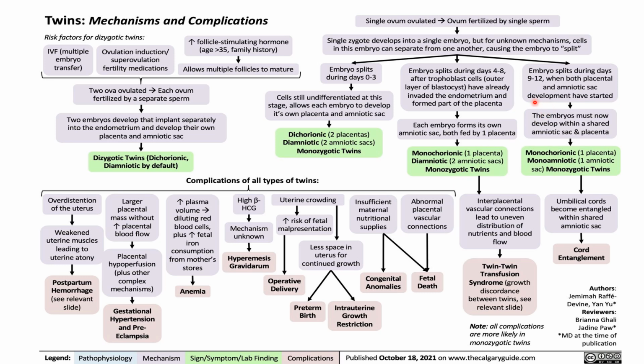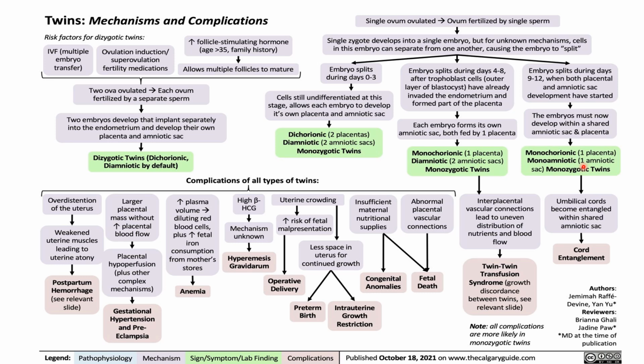So when the split occurs between day 9 and day 12, where both the placenta and the amniotic sac development have already started, this will allow you to have one chorion and one amnion. So we will have monochorionic monoamniotic. So I hope we are all together.